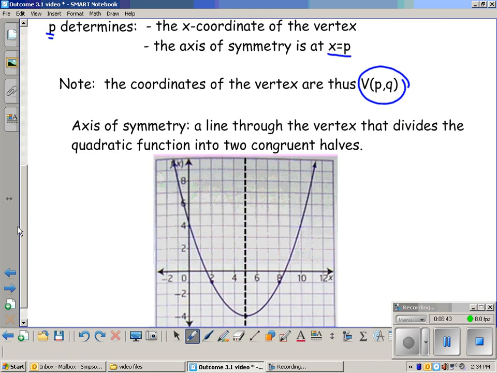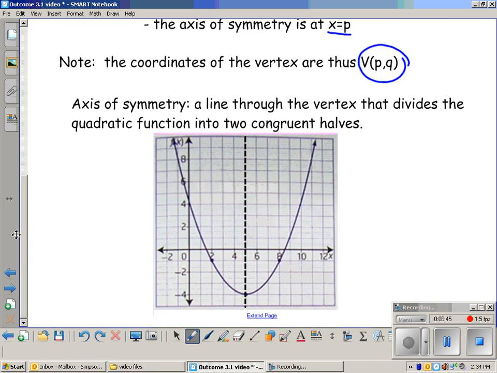Let's have one more look at that axis of symmetry. The axis of symmetry is a line through the vertex that divides the quadratic function into two congruent halves. So if I was to fold this picture in half, this would be the crease in my paper. This is called our axis of symmetry.